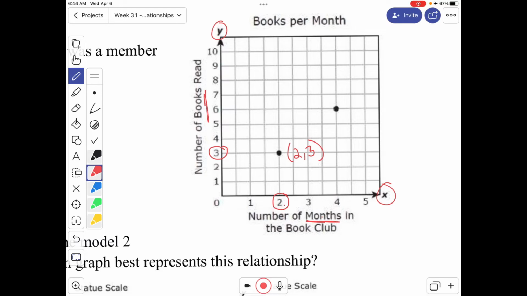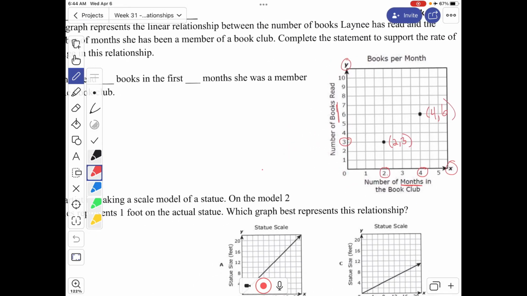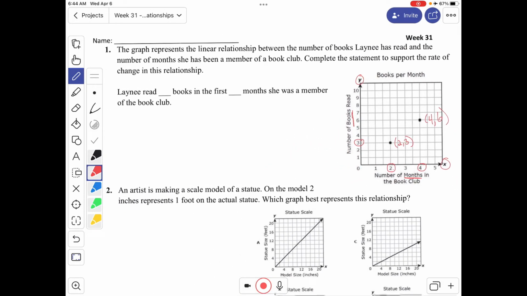This one over here is 4 months and 6 books. So you could use either one of those points. Books is the first word. Books was the Y. That's the second number. So you could put a 3 and then a 2, or you could put 6 and then 4.